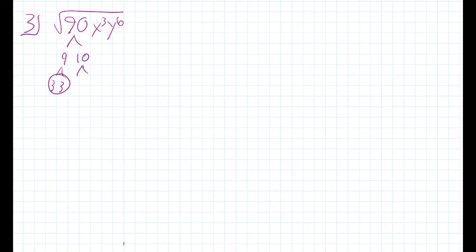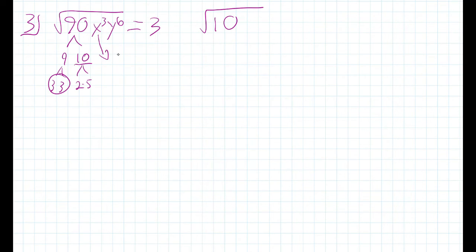Moving on now to number 3. We have the square root of 90, x to the third, y to the sixth. 90 gets broken down into 9 times 10. 9 is 3 times 3. We have a perfect square there. 10, however, is 2 times 5. So 2 and 5 don't have a partner, don't have a buddy. So that 10, 2 times 5, is staying underneath my square root. So here, I'm moving the 3 out in front, and I'm leaving the 10 underneath my square root there.